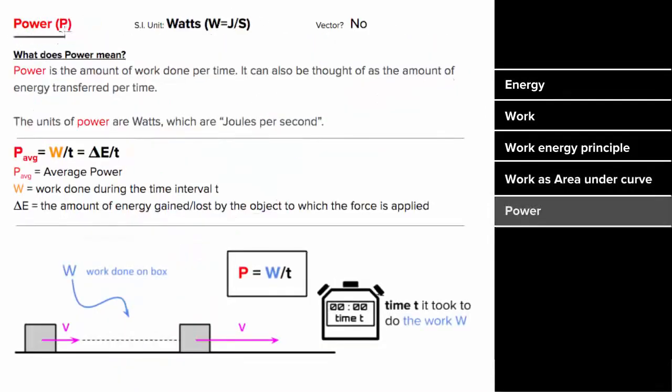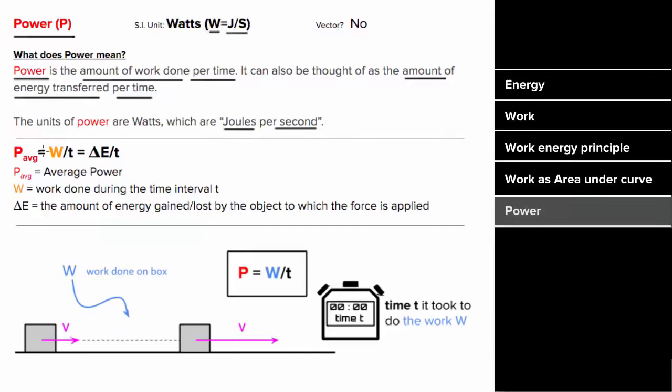What does power mean? In physics, power is the amount of work done per time, which can also be thought of as the amount of energy transferred per time. In other words, the amount of joules per second that are transferred. And the name given to a joule per second is a watt.